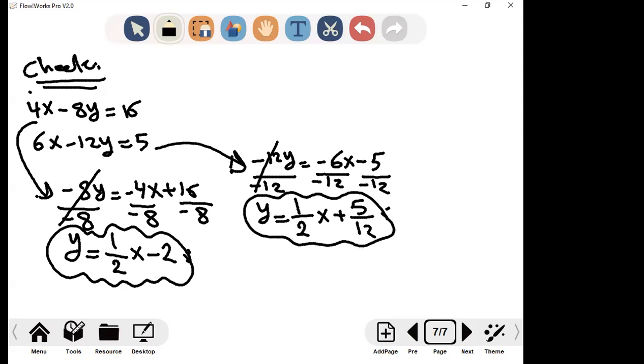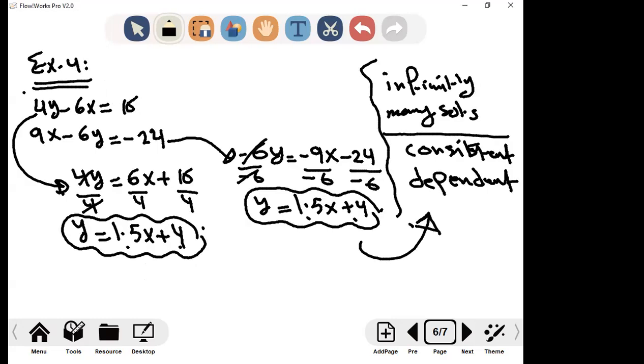Now the slope is what here? Half. And here, half. So we have the same slopes with different y-intercepts. The y-intercept here is negative 2 and there 5 over 12. So what do we have here? Same slopes, different y-intercepts. A moment ago what was it? Same slopes and same y-intercept means they are the same line, right? Same line means infinitely many solutions, means consistent and dependent.